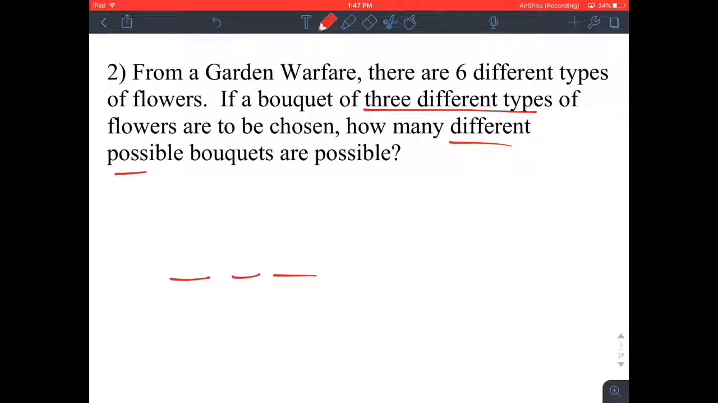Since there are 6 different types, when you choose this first flower, you have 6 to choose from. Now there are 5 different kinds of flowers remaining, because it says we need different types. You can't have the same type twice. When you get to the second choice, you're choosing one of the 5, so there's 5 choices. Once you remove that choice as a possibility, there are 4 choices left. Simply multiply those together. There's a possibility of 120 different bouquets possible.